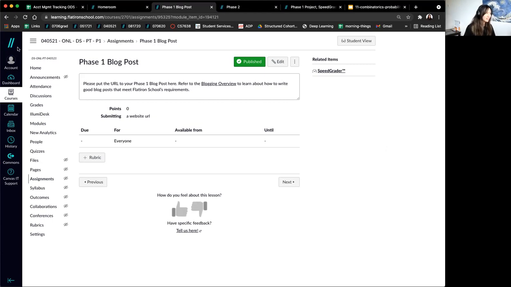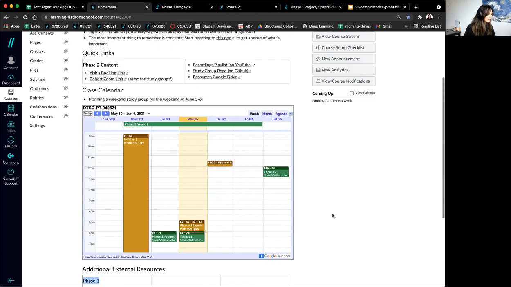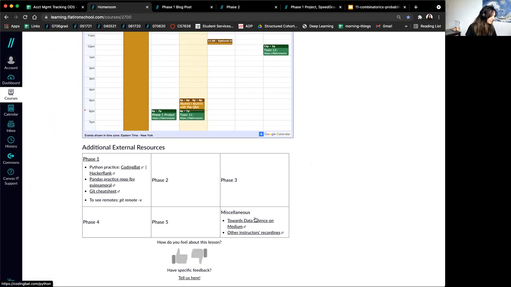If you remember on the guidelines doc, I've also put a link to my Medium account where you can see all the people that I follow, which are all Flatiron grads. So feel free if you want to get some inspiration on that.